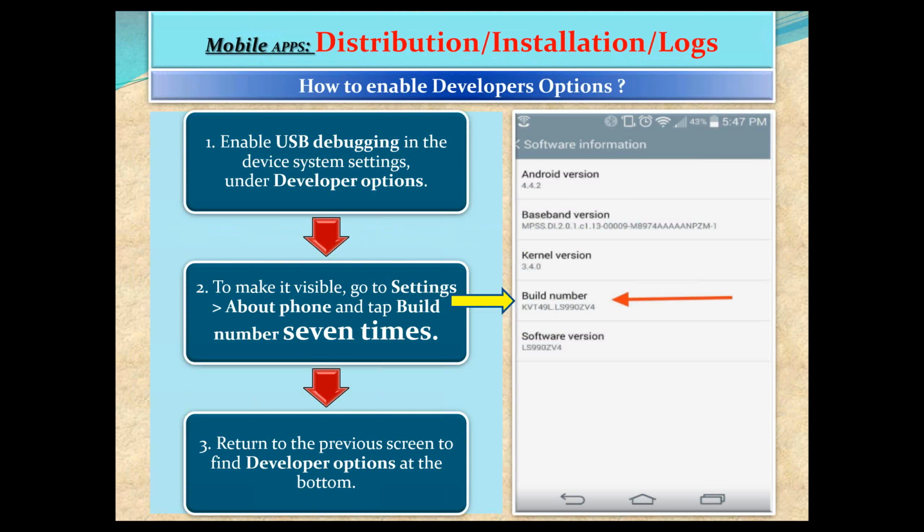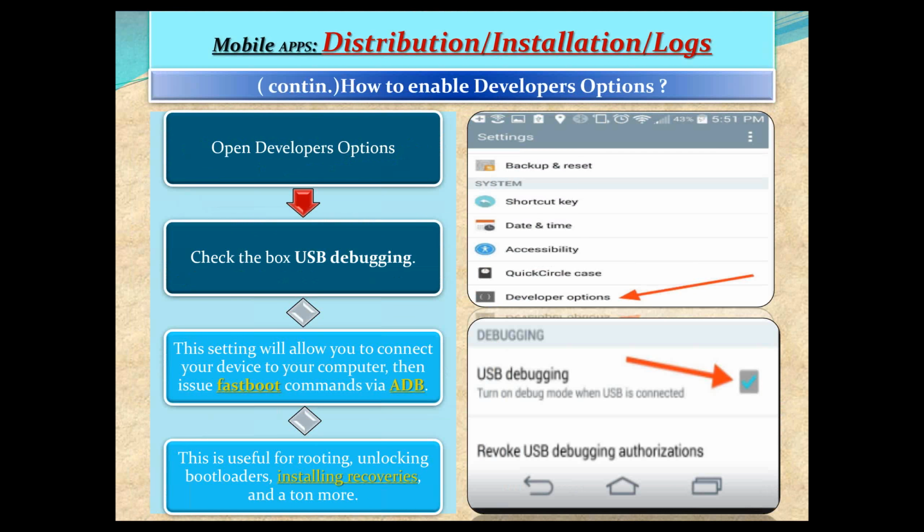Were you able to do it? Type 3. People who just enabled developer options, type 3. Very good, guys. Now, all together, people who already had the developer options and people who just enabled them, you are equal now. So congratulations. Now, check USB debugging.